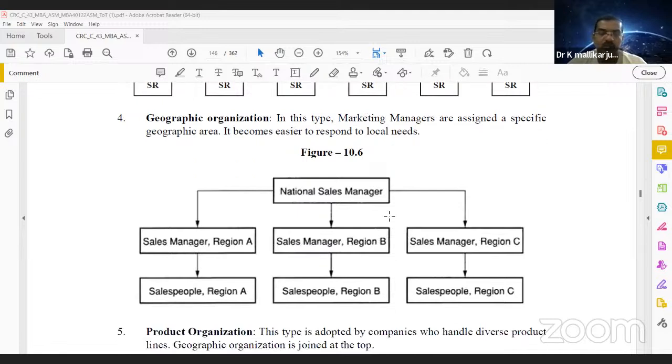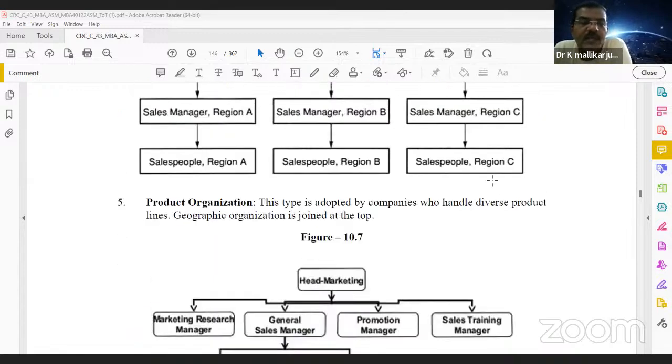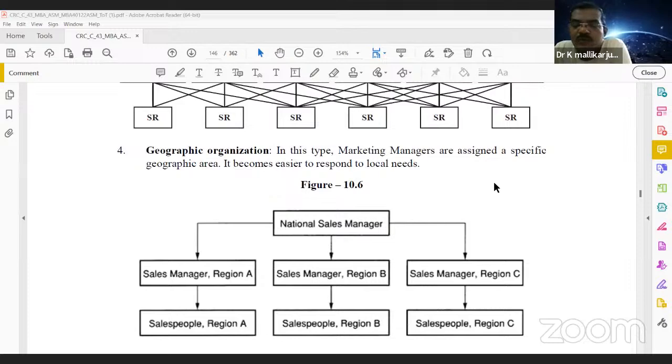Geographically, we see the national sales manager, pan India sales manager, and regional manager one, regional manager two, regional manager three, then regional managers A, B, C, and salespeople of region A and region B. Like this, the organized structure can also be decided geographically.